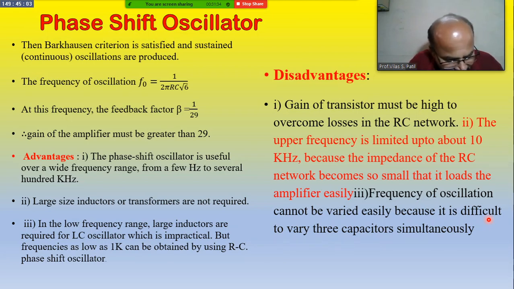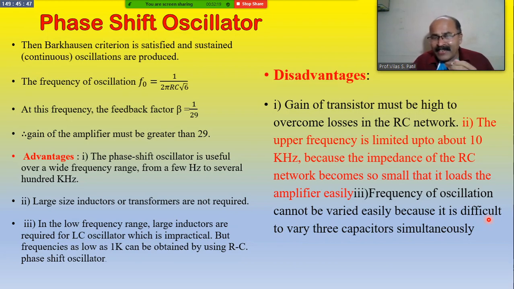Friends, the third advantage is in the low frequency range, where large inductors are required in the case of an LC oscillator, that is, in a tank circuit. In a tank circuit, large inductance or large transformers are used, and due to the inductance, that is the mutual inductance, the magnetic fields and other related problems come with the coil. Large inductors are impractical, but very low frequencies, about 1K, can be obtained by using the RC phase shift.